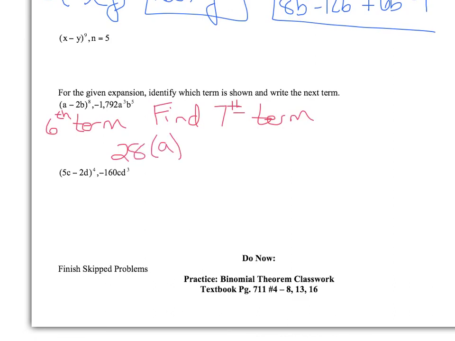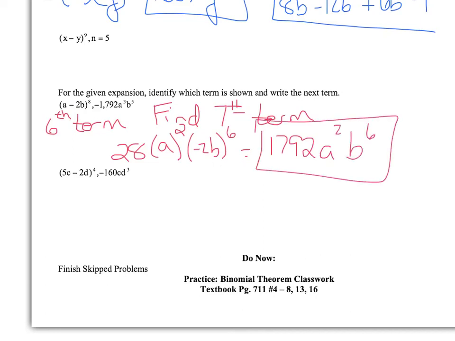Times A. Drop 1 on the power, so it was to the 3rd, now it's to the 2nd. Times negative 2b, add 1 to the power, it was to the 5th, now it's to the 6th. Negative 2 to the 6th times 28 is 1792. A squared b to the 6th. And that's it there. I want you guys to try that other problem as well. Same idea as this one.